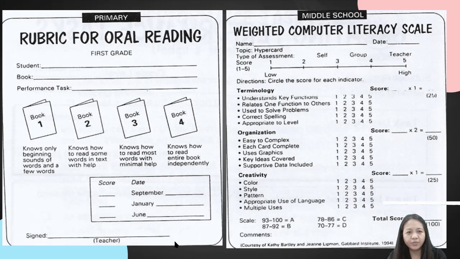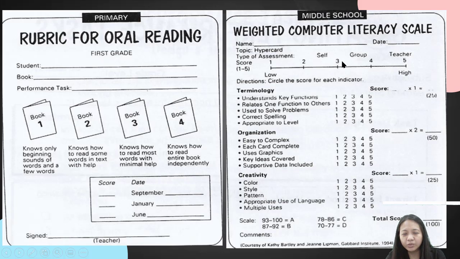This is the rubric for each level, like this one for primary, a more simple one, but interesting because you also have the pictures here, book 1, 2, 3, 4, and then these are the levels. Book 1, the description is this one: knows only the beginning. Book 2, knows how to read some words, and then how to read most words, this one, book 3. Book 4, how to read the entire book, that's the difference. And then you also have the dates here, and the score and signature also included there.